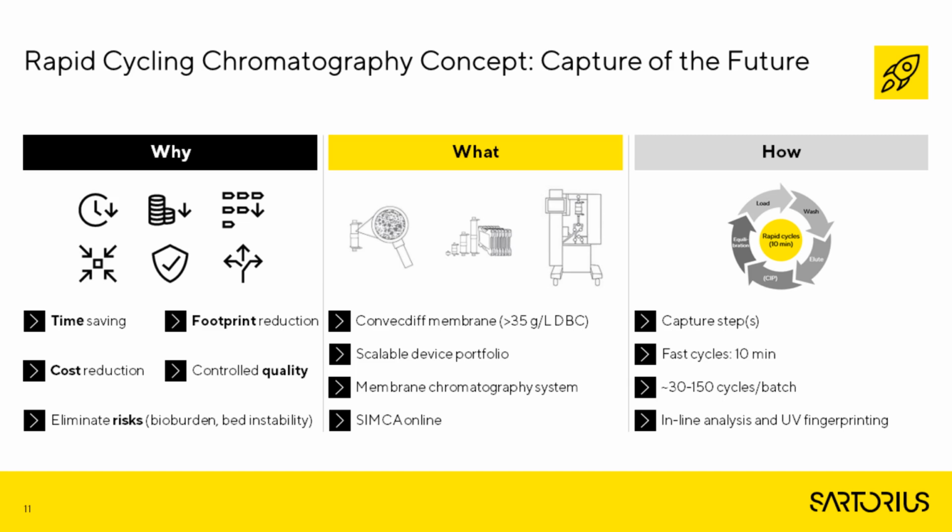How does such a cycle work? In the end, it's a normal protein A. So it's a normal capture cycle with equilibration, binding, washing, elution, and regeneration. The cycle is quite fast, below 10 minutes cycle time, and a batch can be purified within 30 to 150 cycles per batch.